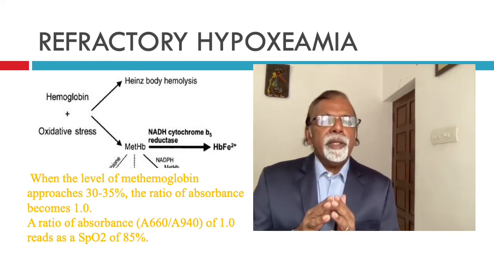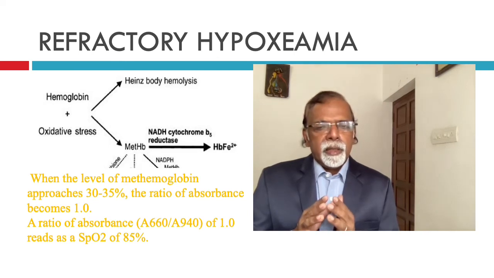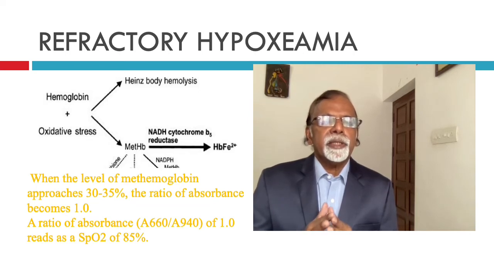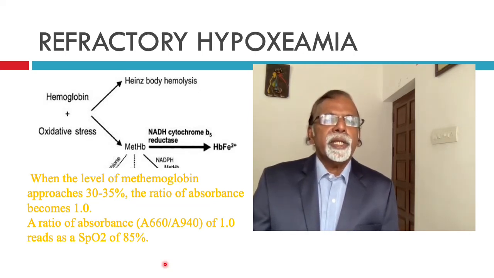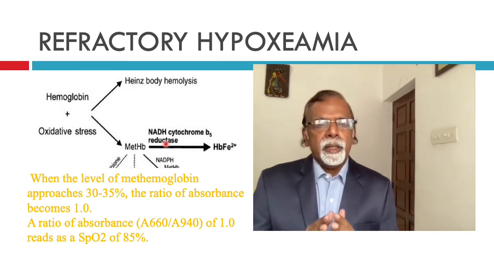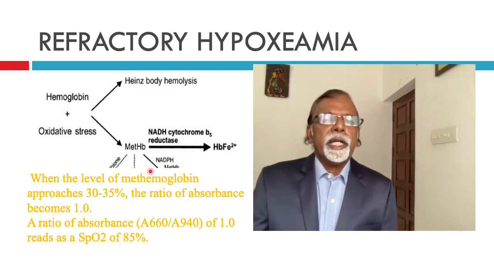Hemoglobin can be converted to methemoglobin in case of oxidative stress. In methemoglobin, the iron is in the ferric state, and it is made into the ferrous state by various mechanisms in the body. The most important is the cytochrome b5 reductase enzyme. Mutations in this enzyme can lead to congenital methemoglobinemia. Acquired ones are due to oxidative stress.